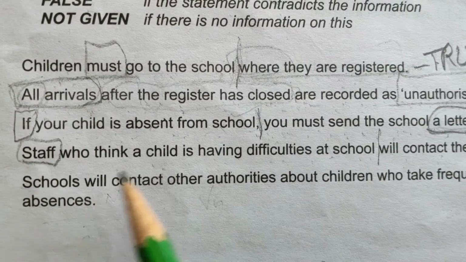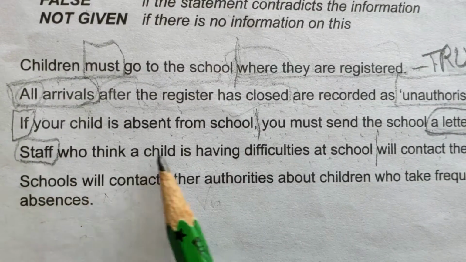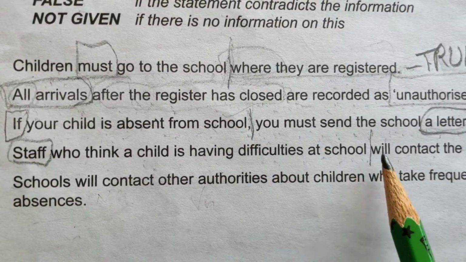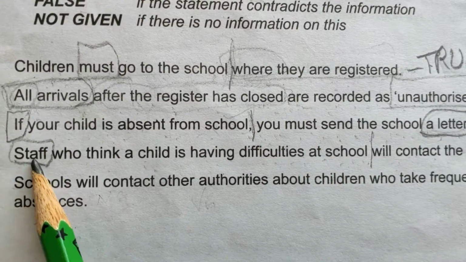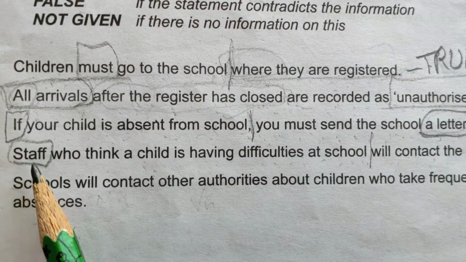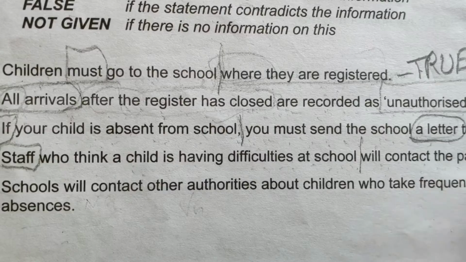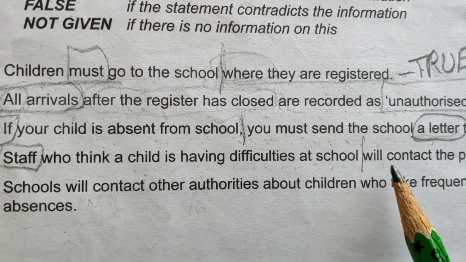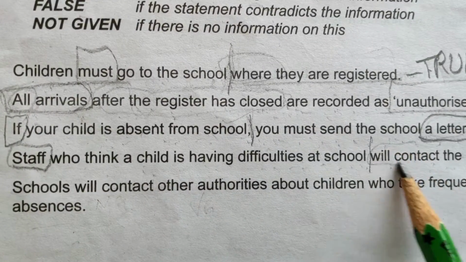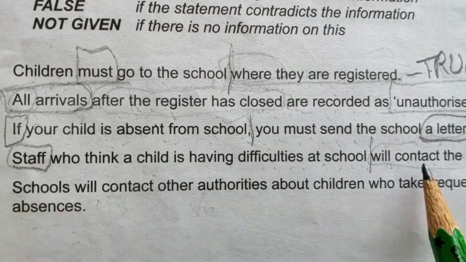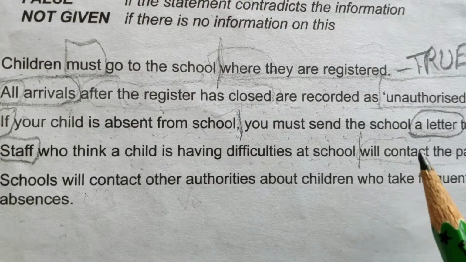Okay, I have divided this statement into two parts. Staff who think a child is having difficulties at school will contact the parents. If this is the statement, then it is true. If the statement is like in the paragraph, staff who think a child is having difficulties at school will not contact the parents, then it will be false. If nothing is given about the staff contacting the parents, then it will be not given. Let's look at the paragraph.